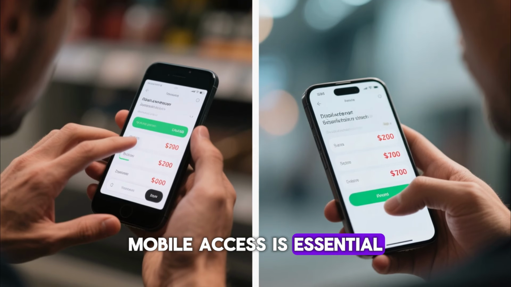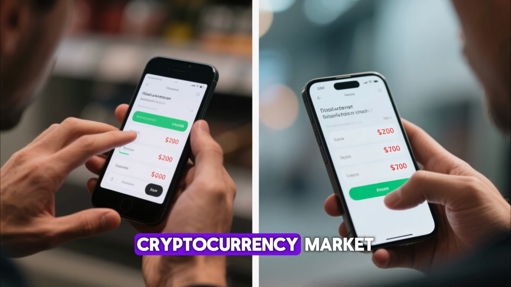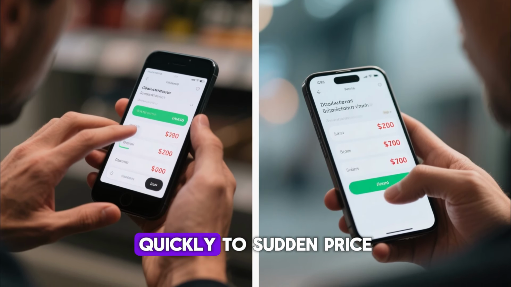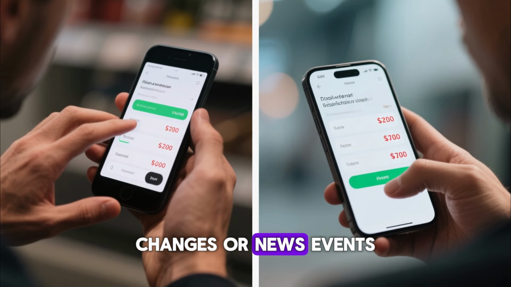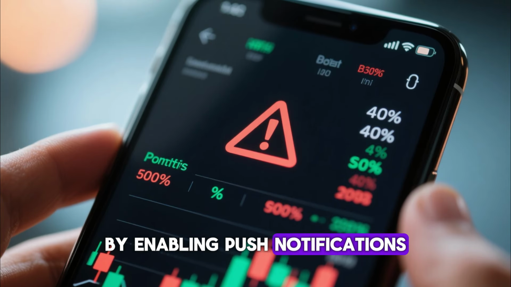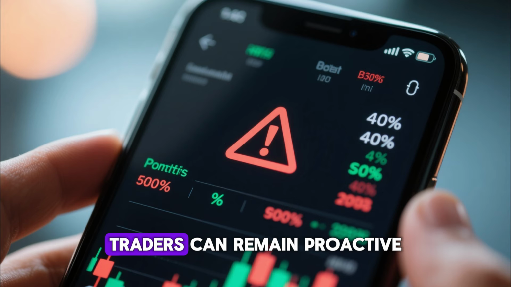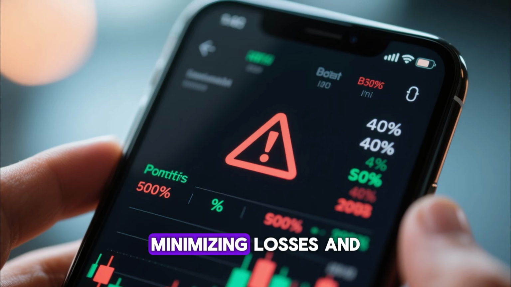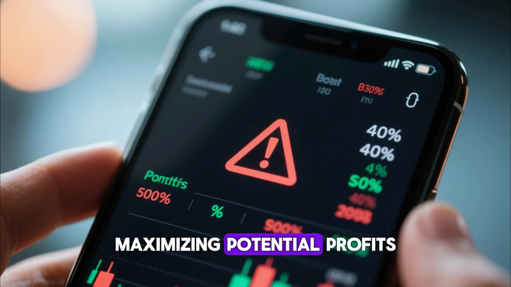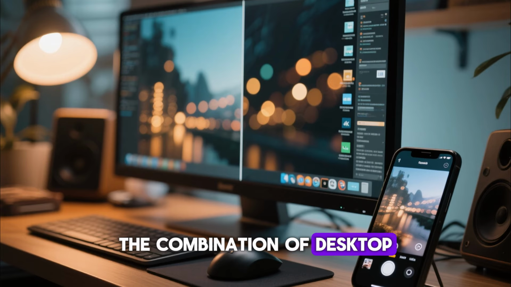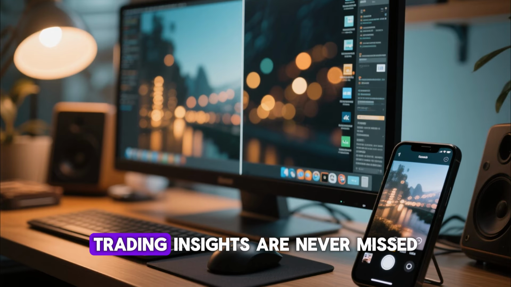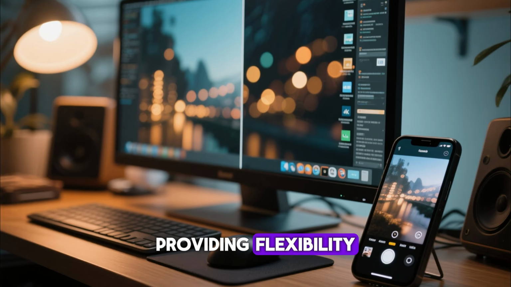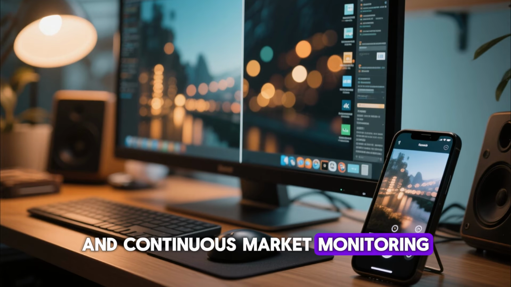TradingView's mobile app ensures traders can access charts, alerts, and social features on the go. Mobile access is essential in the fast-paced cryptocurrency market, allowing users to react quickly to sudden price changes or news events. By enabling push notifications and alerts, traders can remain proactive, minimizing losses and maximizing potential profits. The combination of desktop and mobile access ensures that trading insights are never missed, providing flexibility and continuous market monitoring.